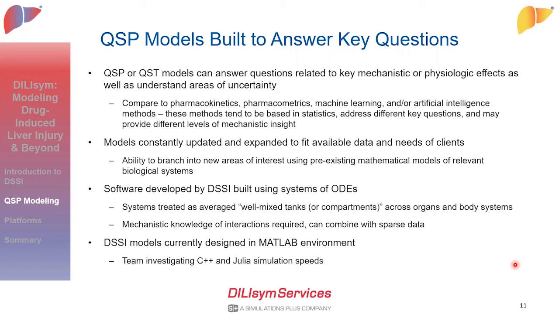and that's where some of these models might differ or might build out some of those mechanistic effects more so than other types of modeling, which focus on different aspects, like pharmacokinetics, pharmacometrics, machine learning, or artificial intelligence methods. Some of those have a scale of mechanistic modeling built into them, depending on where they might sit. But they often tend to be based a bit more in the statistical world, and we're looking at addressing different key questions.